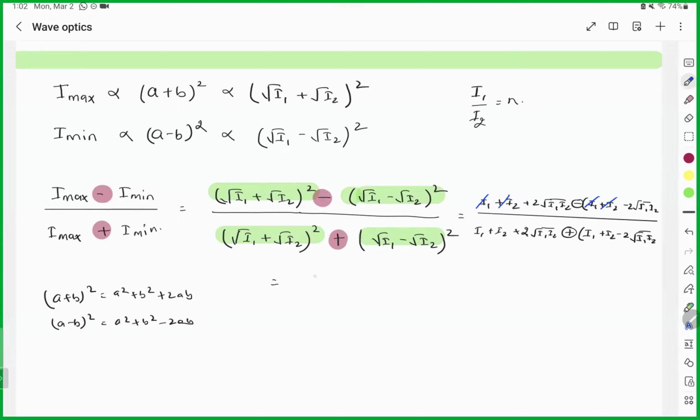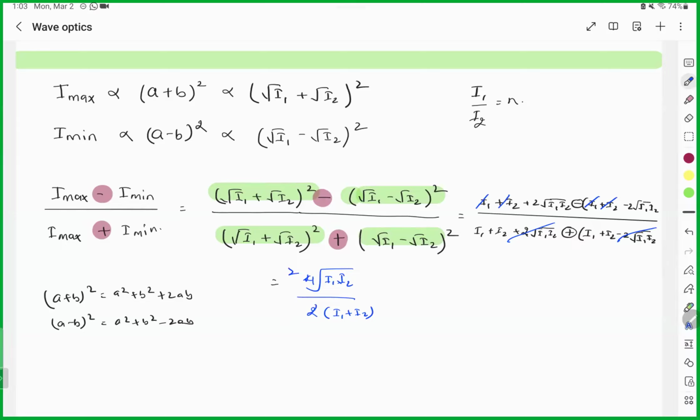It will become this 4, I1, I2 under root. Correct? Divide by, this will be cancelled. So it will be 2 I1 plus I2.